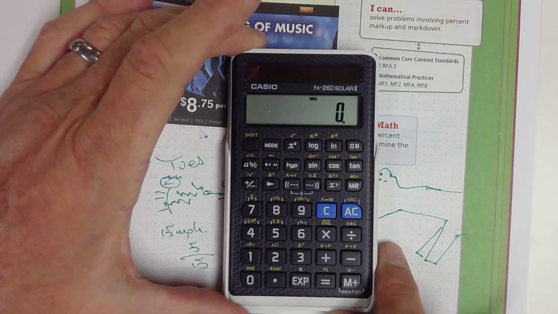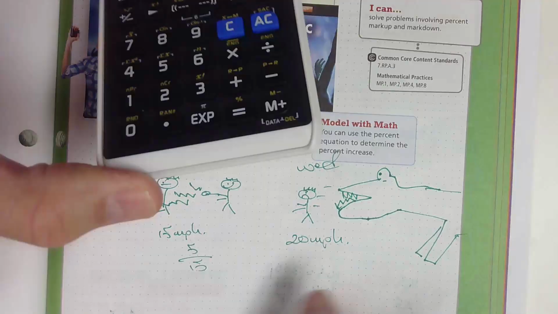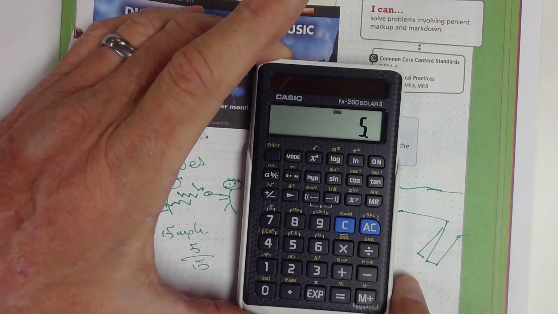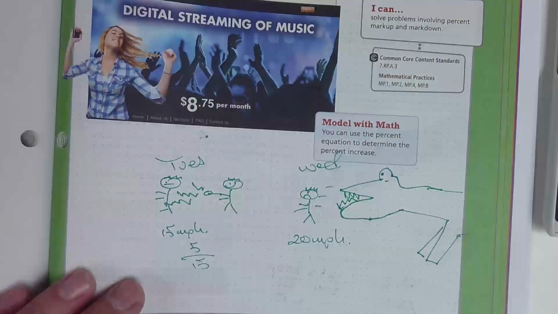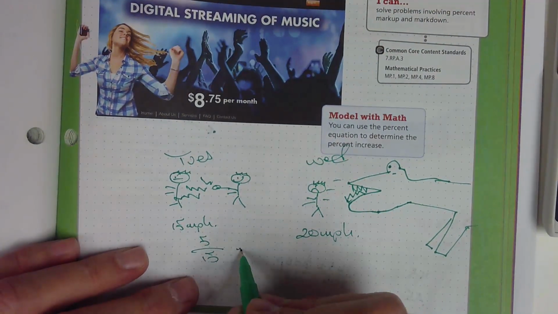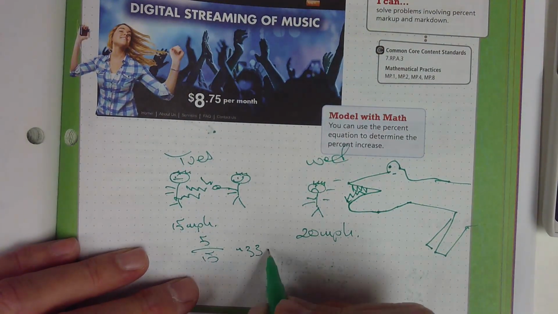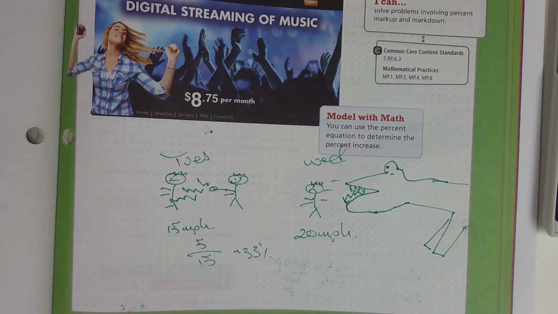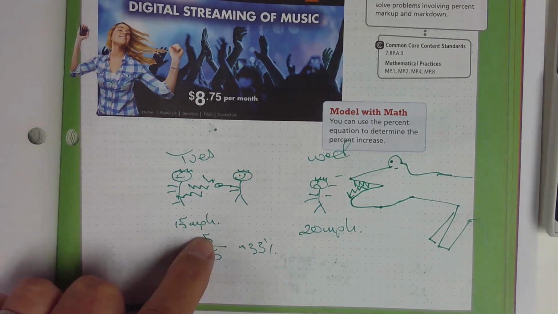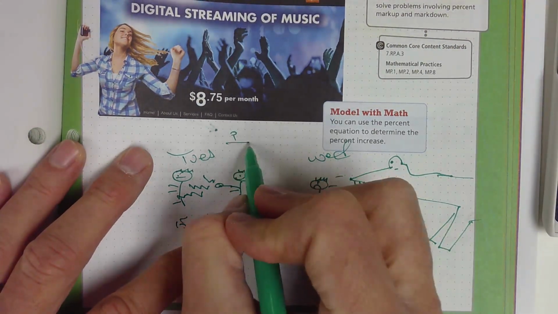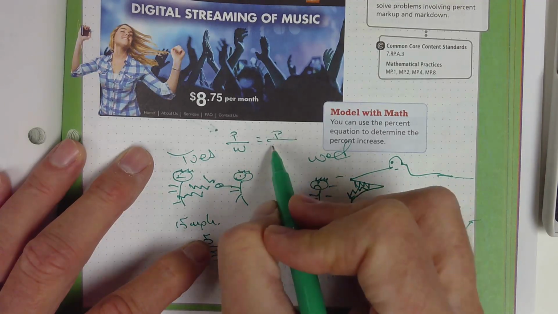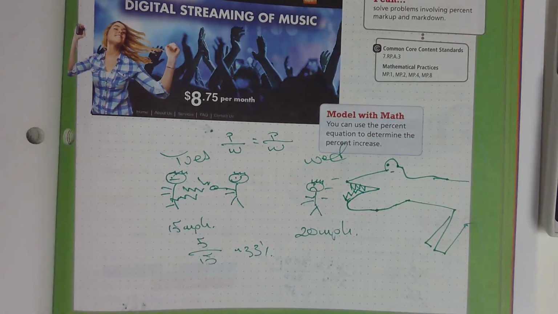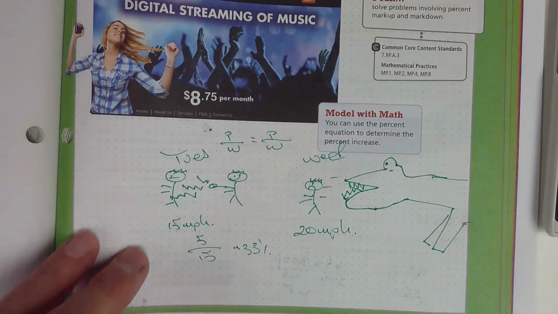It's because 5 is 1/3 of 15. So 5 divided by 15 equals 0.3 repeated. So it would be approximately a 33% increase. Remember, it's always the part divided by the whole equals the part divided by the whole. So you'll have some problems like this. Let's look at some of the examples real quick.